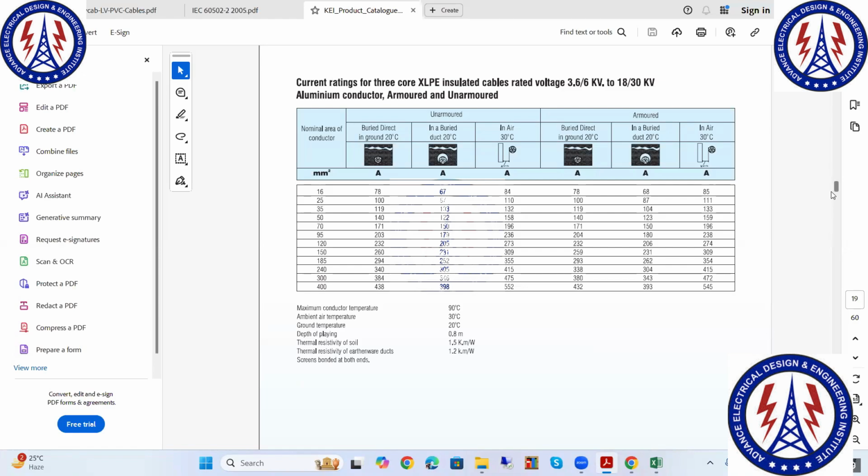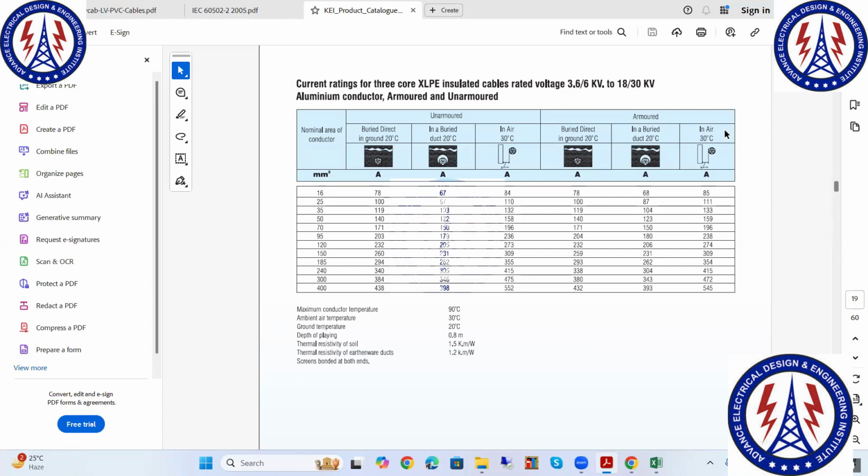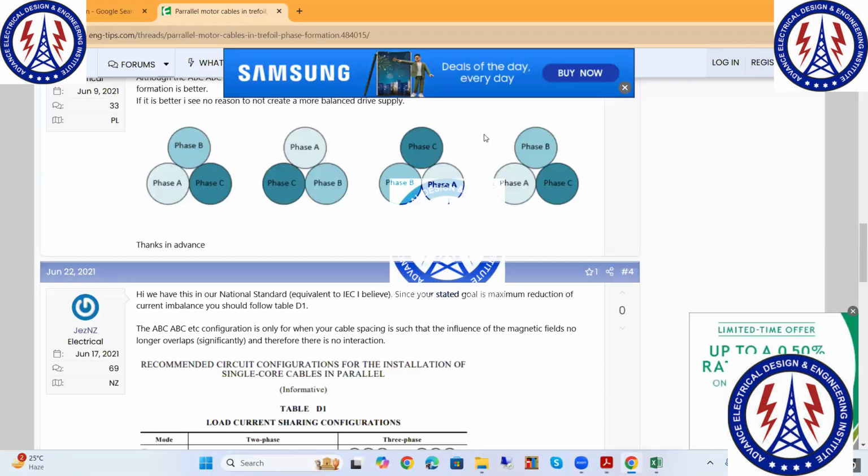Oh, I think I need to explain once again. This is the phase to earth voltage. Okay, the insulation for this phase will be designed... okay, let me explain in another way.